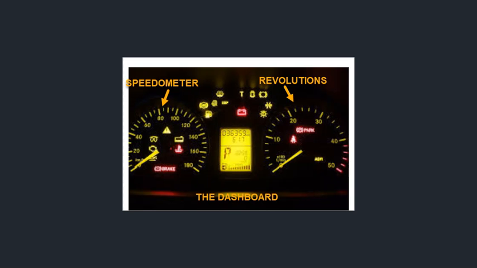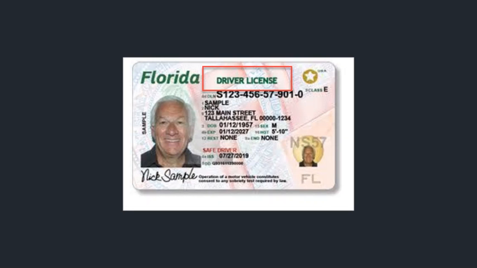The next picture is something that you must have if you want to drive a car. If you don't have this, you are not allowed to drive a car. Your driver's license. Everybody needs a driver's license, and without this, it's not okay to drive.